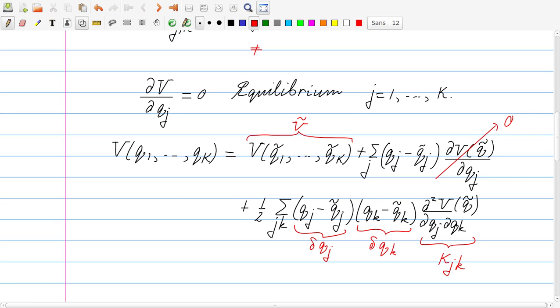In order to elucidate the structure of the result, we define V at the equilibrium point simply by V tilde. Then we take the deviation of q_j from its equilibrium as delta q_j, and therefore q_k minus q_k tilde is delta q_k, and the second derivative of the potential with respect to q_j and q_k is abbreviated by the symbol K_jk. Then we obtain the following form.